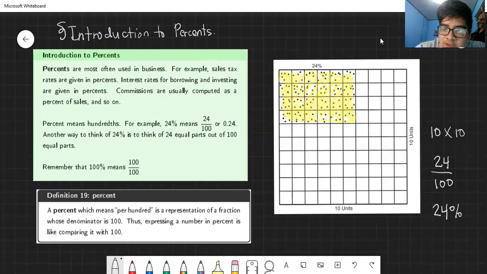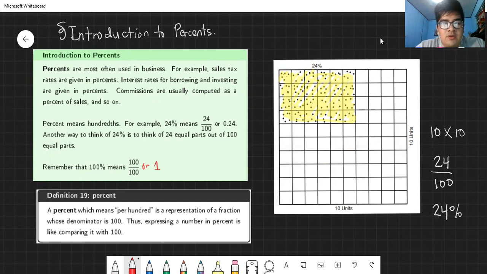1, 2, 3, 4, 5, 6, 7, 8, 9, 10. And 1, 2, 3, 4, 5, 6, 7, 8, 9, 10. 24 of the boxes are occupied constitute to the number 24%. Ganun lang ibig sabihin nun. 'Di ba? And remember that always 100% means 100 over 100 or is just equal to 1. Okay? So ibig sabihin this entire rectangle or square constitute to the number 1. Ganun lang ibig sabihin nun.